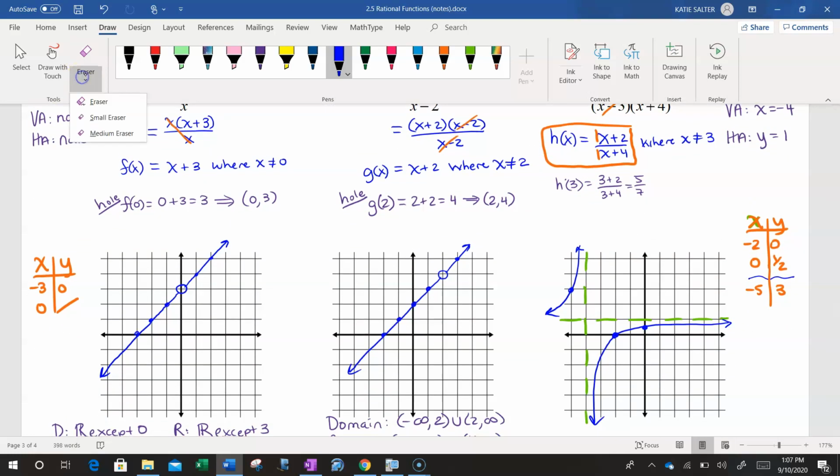So I'm just going to take my little eraser right here. I'm going to come to where x is 3. I'm going to erase that little spot and add that hole in there. And remember that y value is at 5/7, and that does match up.